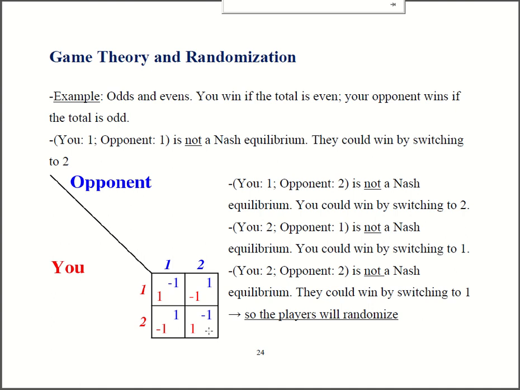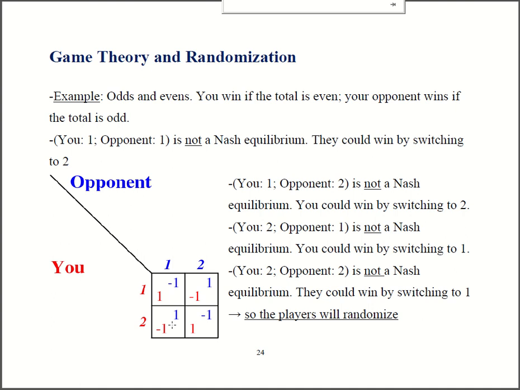2, 2 is also not stable. Here 2 + 2 is 4, an even number, so you win. So the opponent is going to want to deviate so you don't win anymore. Right now the opponent is getting -1. If you keep playing 2 and they switch to playing 1, now they're going to win. They're going to get +1, so they're going to want to change their strategy. This outcome is also not stable.